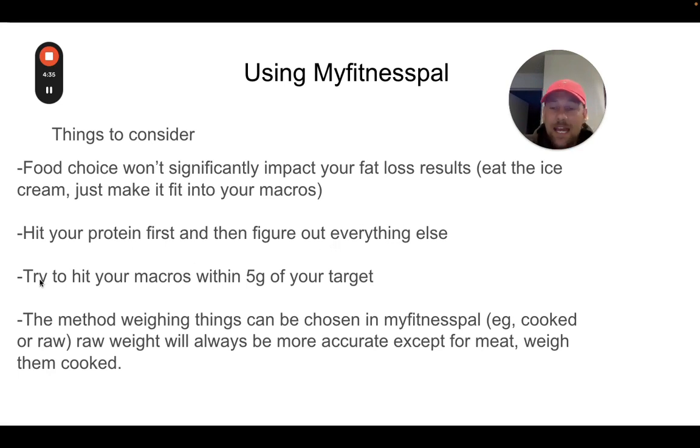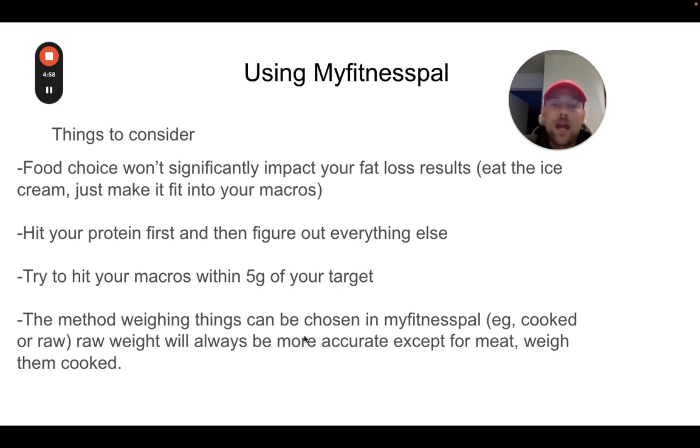And on the day to day, you want to hit your macros within 5 grams of each target. So if your goal was to be eating 200 grams of protein, ideally you eat 205 grams of protein or 195 grams of protein. The closer you are to the target, the better your result's going to be, but within 5 grams is pretty good.